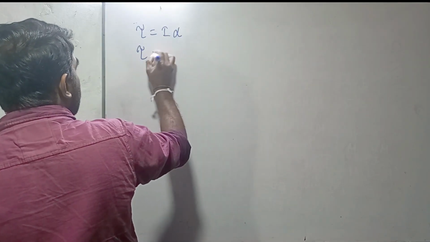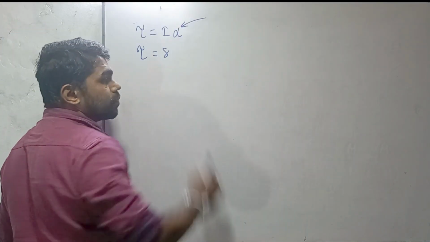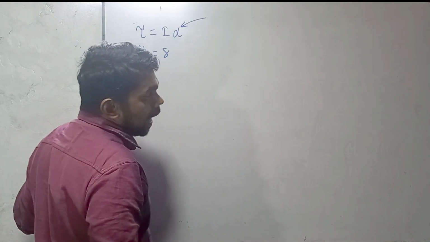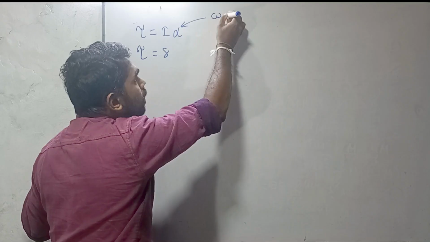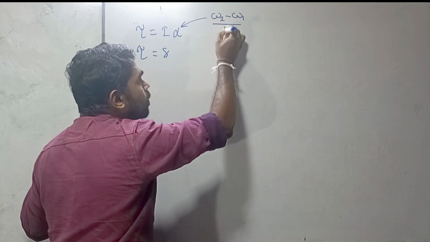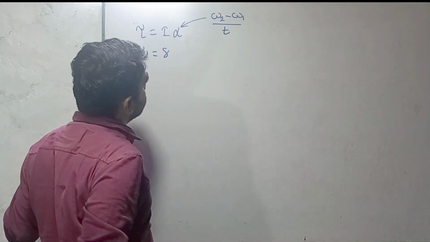We have to find the torque, moment of inertia is 8. We can write alpha. Alpha is the angular acceleration. We can write it as the rate of change of angular velocity: omega 2 minus omega 1 divided by t, change of angular velocity divided by time.